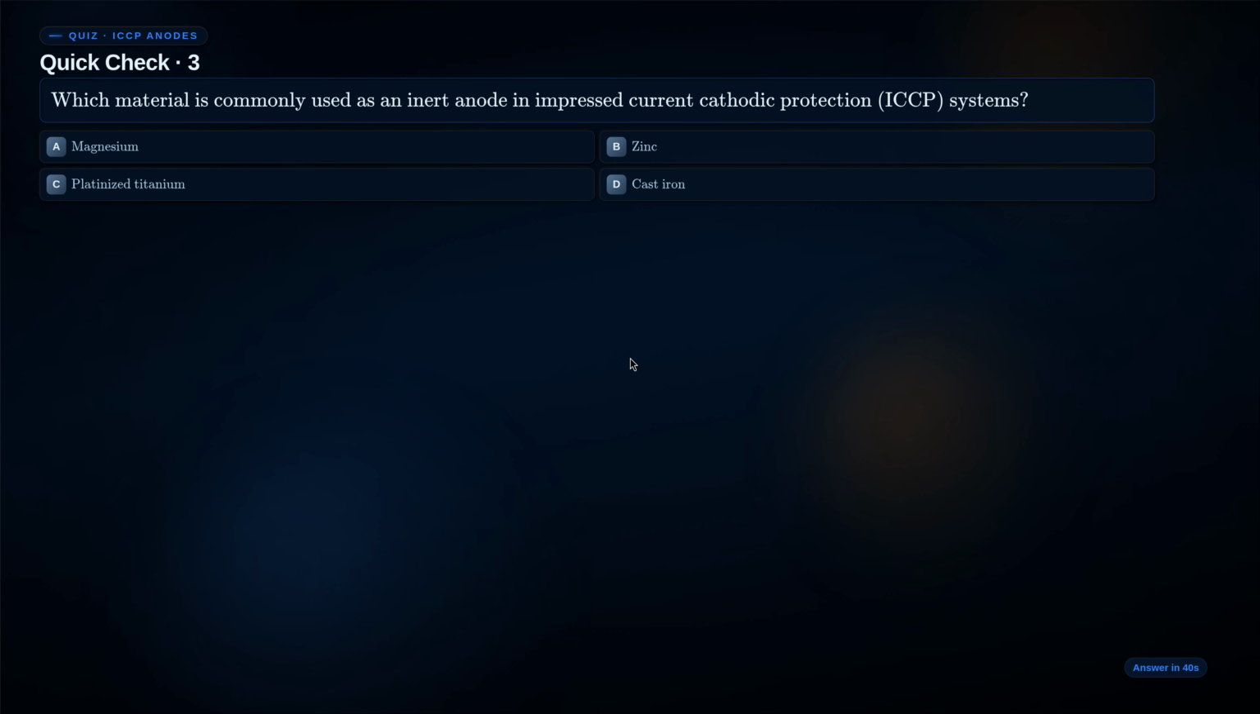The correct answer is option C, platinized titanium. It is a common inert anode material for ICCP because it does not dissolve during operation. Magnesium and zinc are sacrificial anode materials. They corrode away. Cast iron would also corrode if used as an anode.